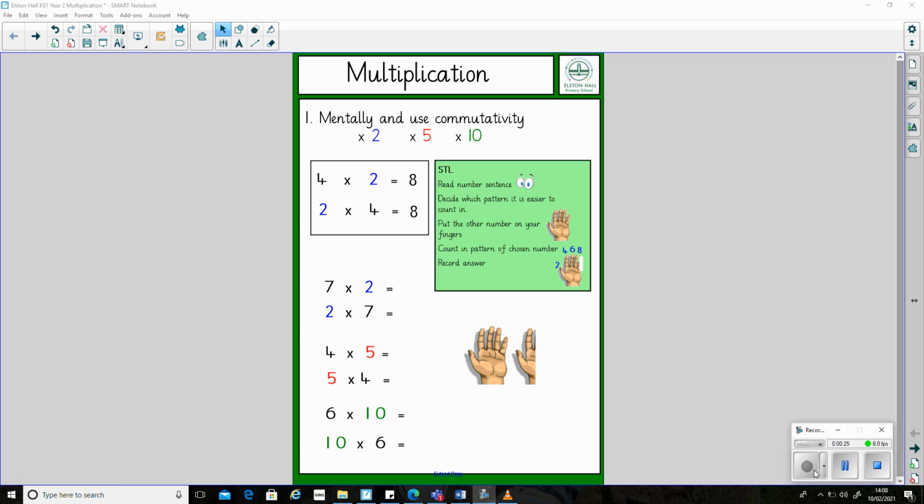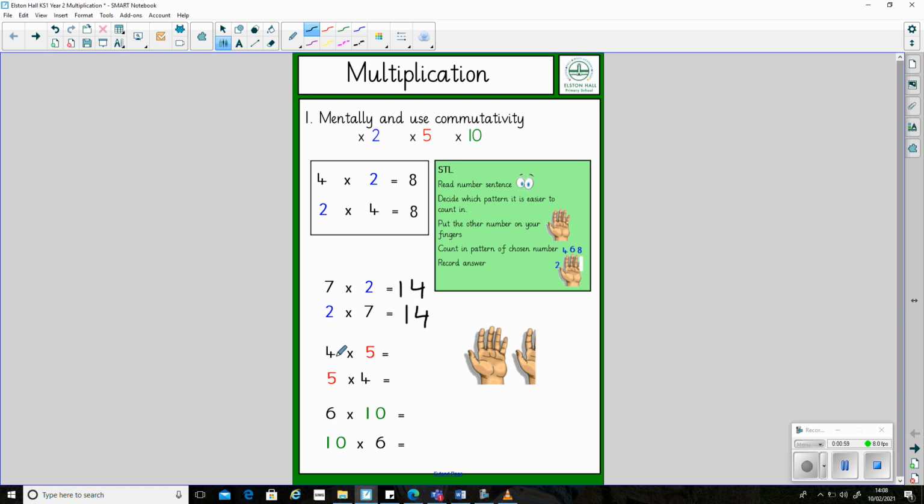And the way we teach the children, we ask the children to look at the number sentence and read it. So 7 times 2. We then ask them to think, which pattern is it easier to count in? Can you count in your 2s confidently or your 7s confidently? Normally they will say their 2 times table. So then we teach them to put 7 fingers up and then count in 2s. So it'd be 2, 4, 6, 8, 10, 12, 14. The answer is 14 for both 7 times 2 and 2 times 7.